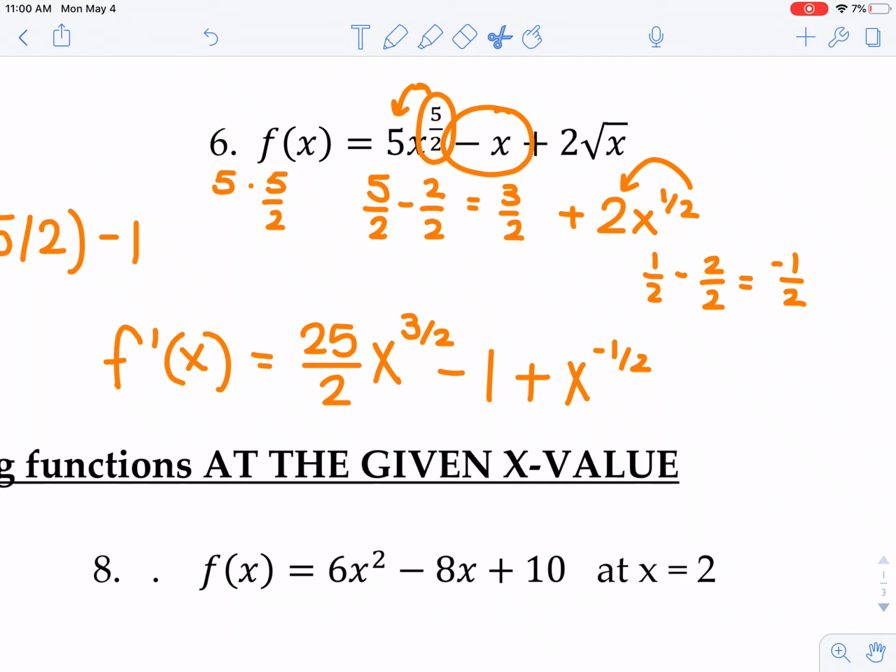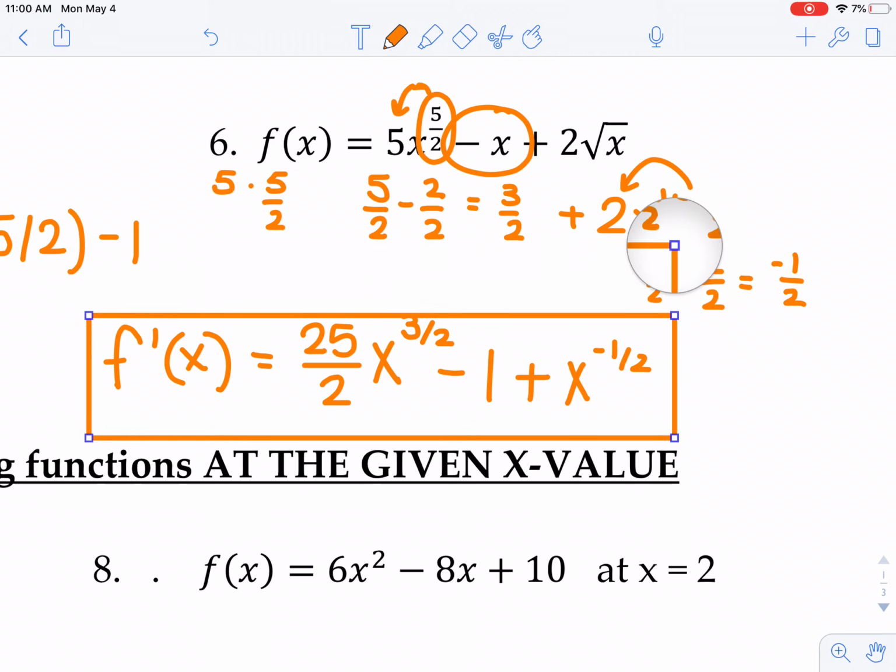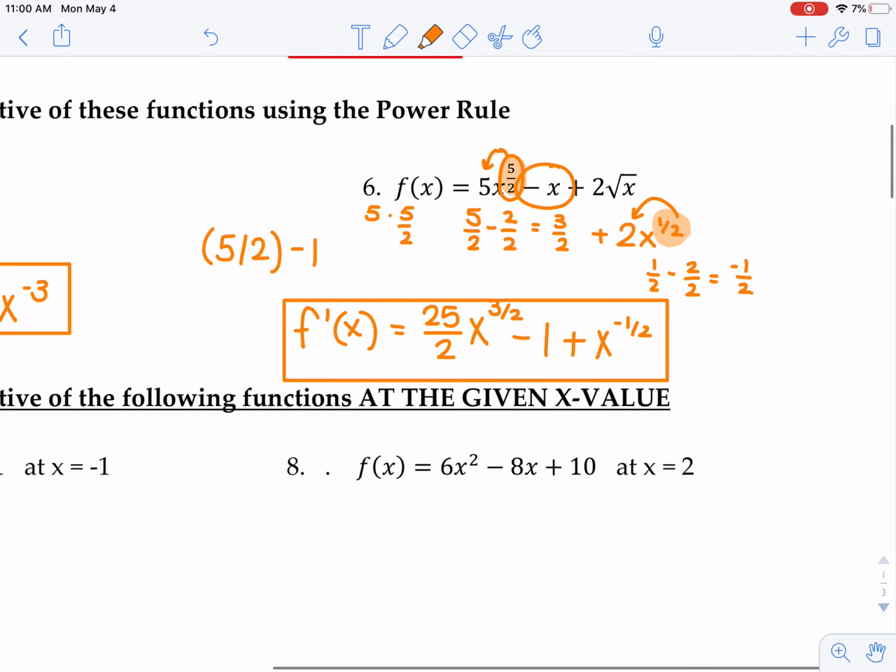Okay, so that's a little bit more challenging, but I just want you to remember, it's the same rules as yesterday, okay? You are just going to always subtract 1 from your exponent. Subtract 1 from your exponent and multiply the first number by the original power.